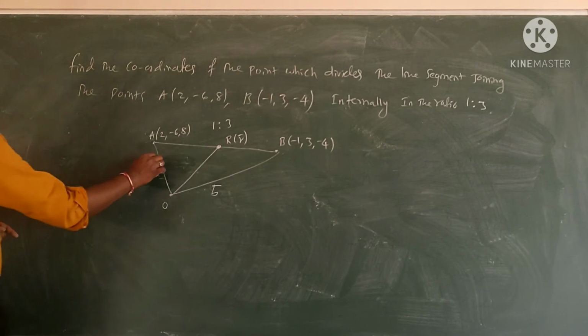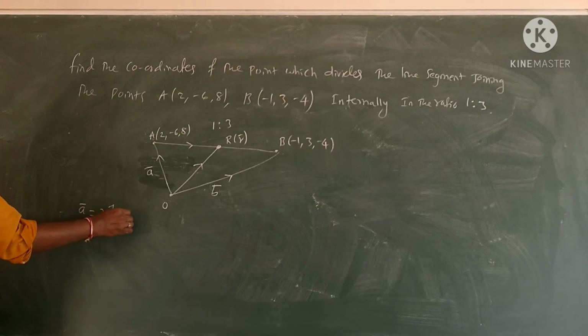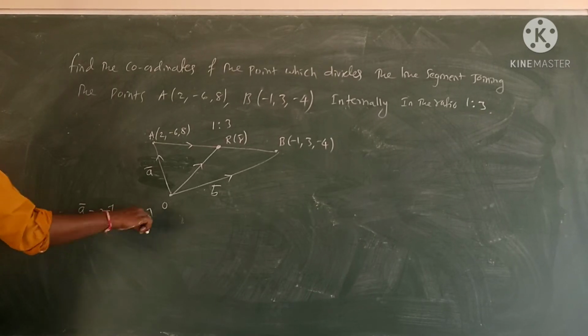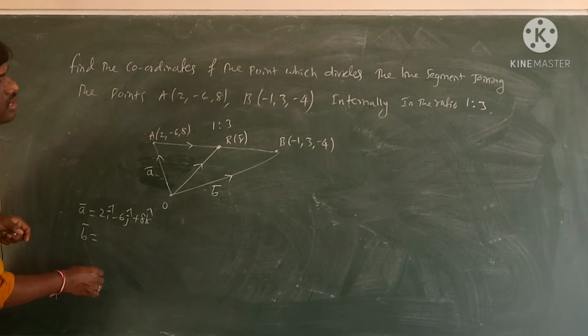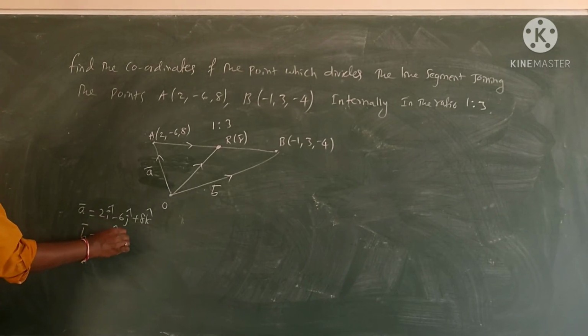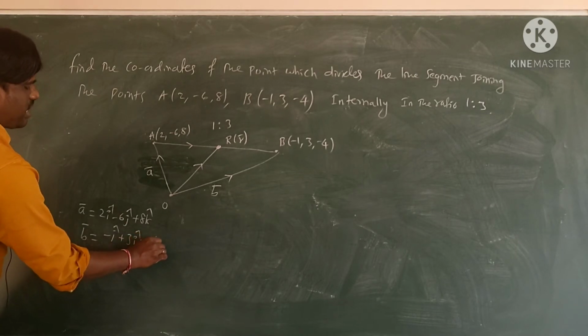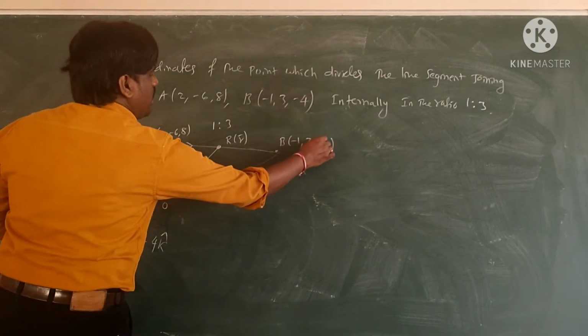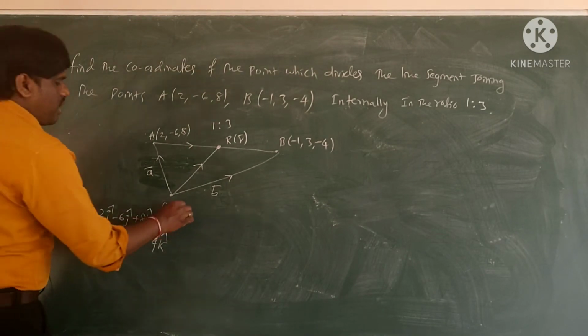So what do you do here now? OA vector, that is A vector, is equal to 2i cap minus 6j cap plus 8k cap. So I am writing how to write it board-wise. Now B vector is equal to minus i cap plus 3j cap minus 4k cap. A vector I wrote, B vector I wrote.